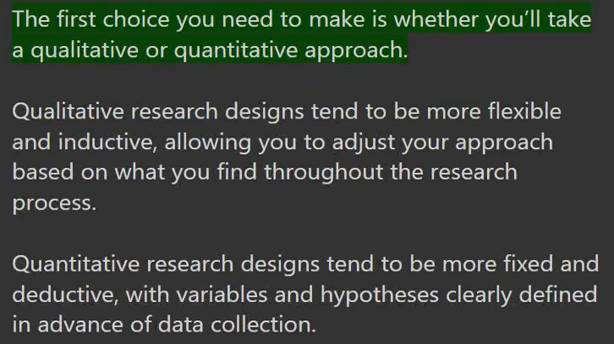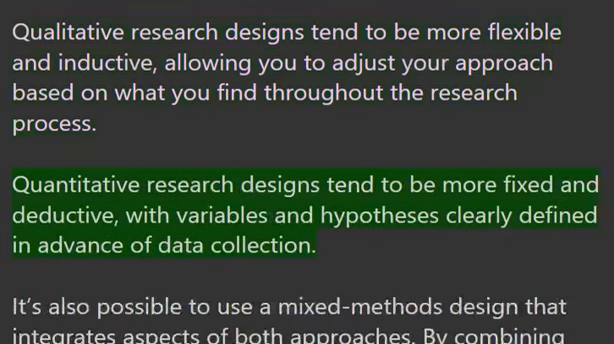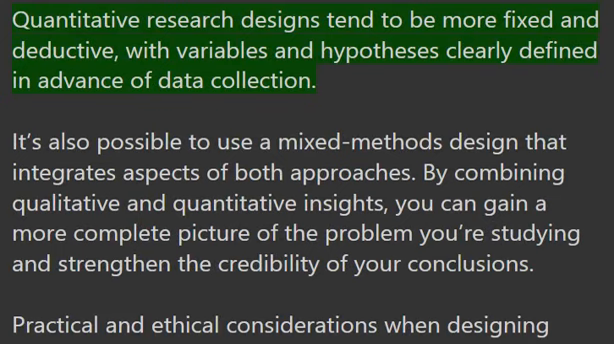The first choice you need to make is whether you'll take a qualitative or quantitative approach. Qualitative research designs tend to be more flexible and inductive, allowing you to adjust your approach based on what you find throughout the research process. Quantitative research designs tend to be more fixed and deductive, with variables and hypotheses clearly defined in advance of data collection. It's also possible to use a mixed methods design that integrates aspects of both approaches.